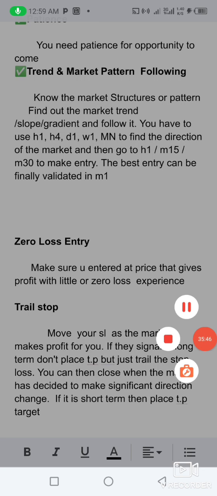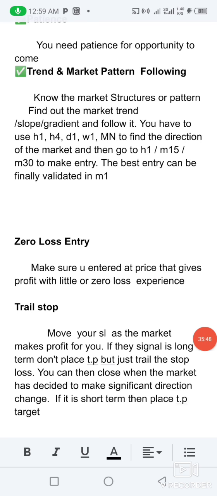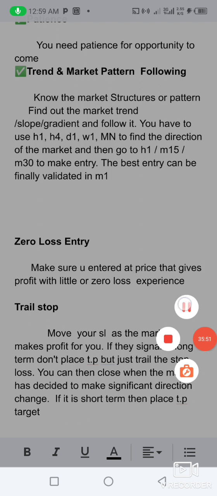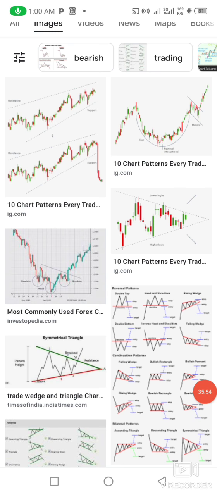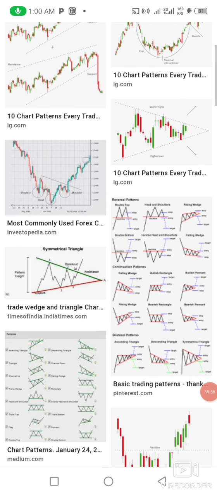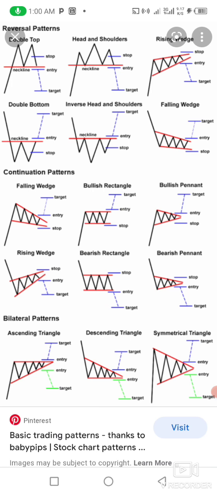Okay, let me show you what I mean about pattern, because I promised to show that. Okay, are you seeing this? These are patterns. You see, these are patterns. You need to learn how to trade all these patterns. You go for my synthetic MT5 trading course to learn all these things.